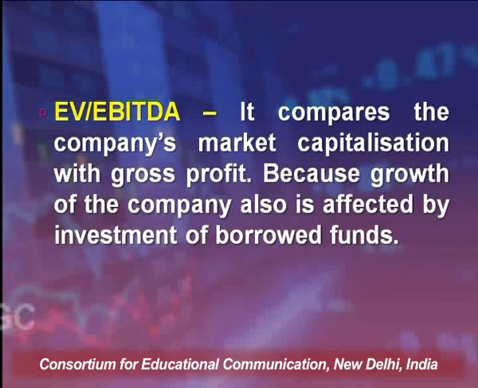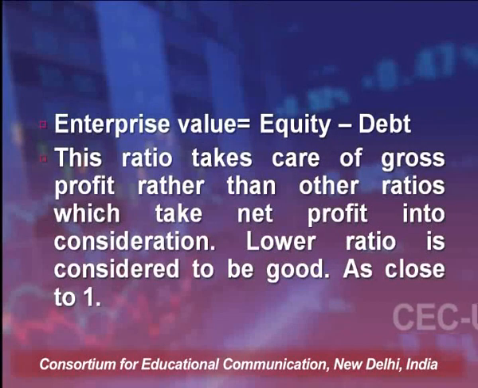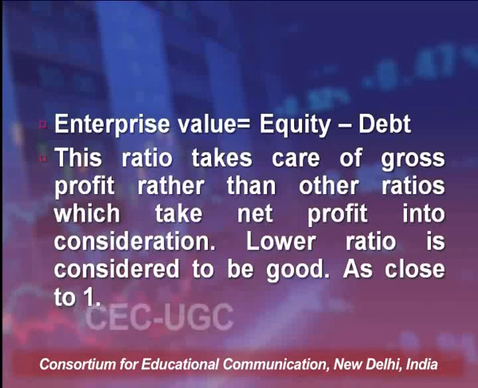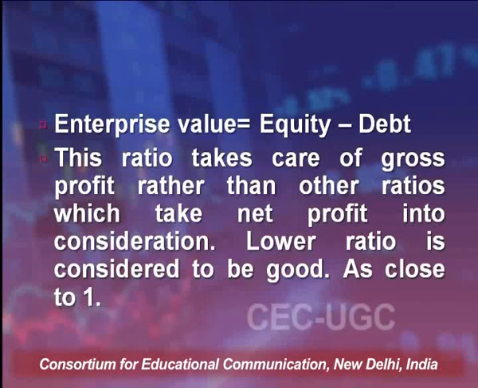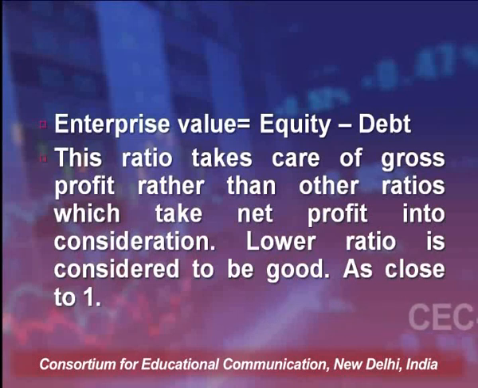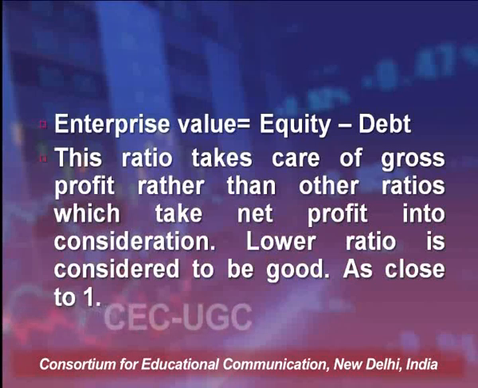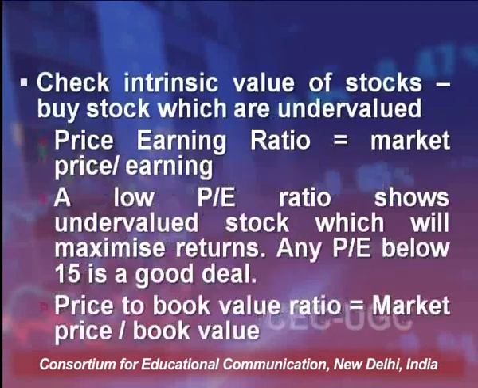Sixth important ratio is enterprise value divided by earning before interest, depreciation and taxes. This ratio compares the company's market capitalization with the gross profit, because growth of the company is also affected by the investment of borrowed funds. So, enterprise value is calculated as equity shares minus borrowed capital. So, this ratio takes care of gross profit rather than other ratios which have taken net profit into consideration. Lower ratio is considered to be good, and if it is as close to 1, it is considered to be good.